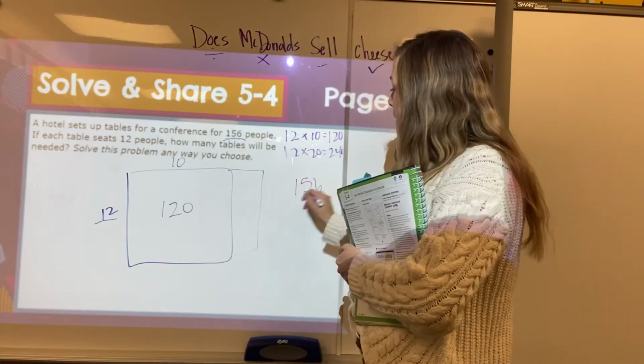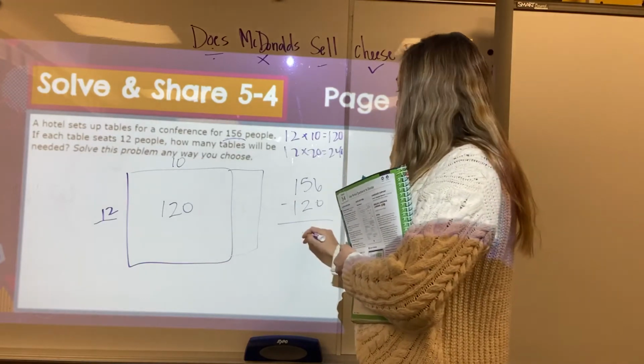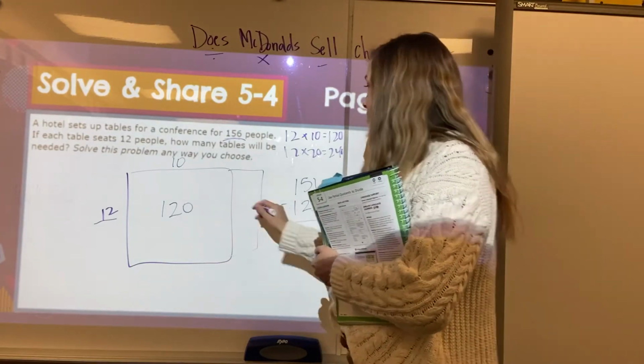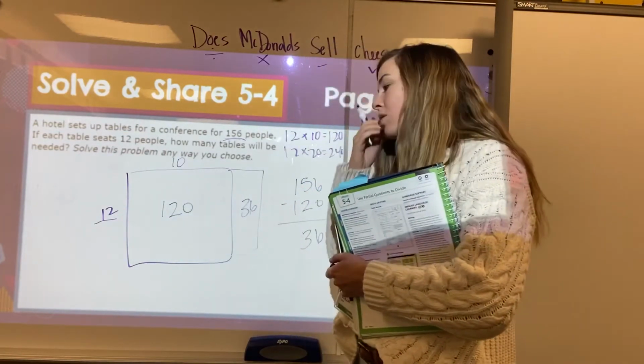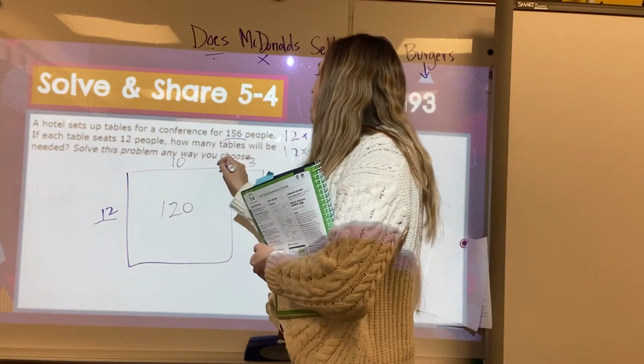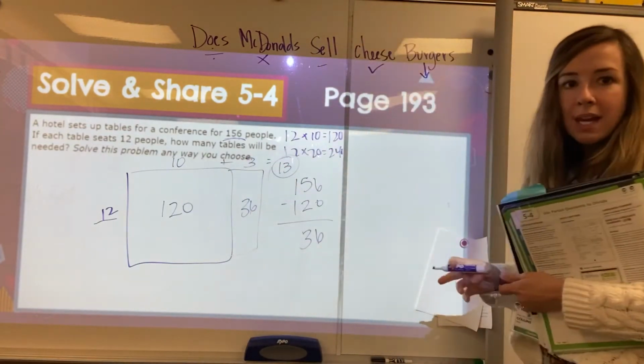Now I need to take my 156, subtract 120, and we get 36. So I'm going to have 36 left in here. Well, 12 times what is 36? 12 times 3. So 10 plus 3, 13 is how many tables that they need.